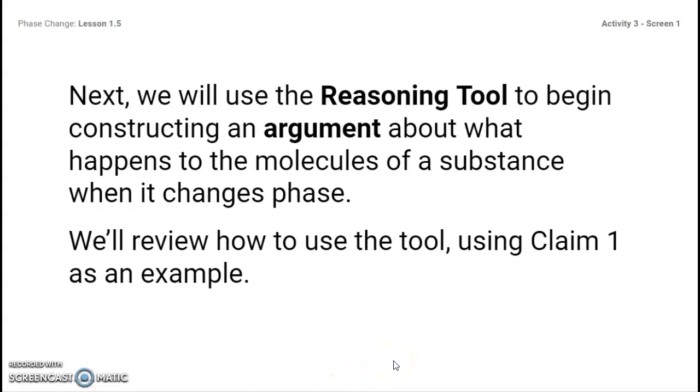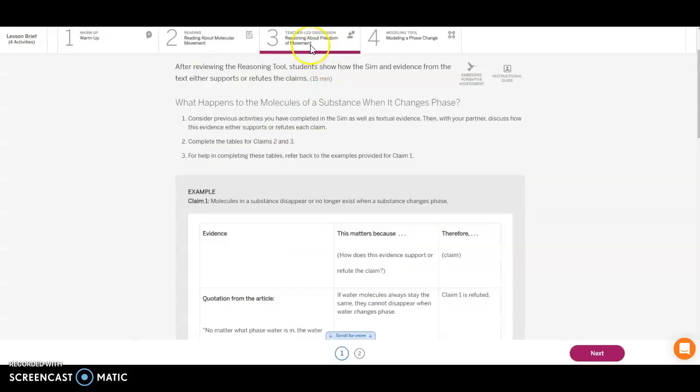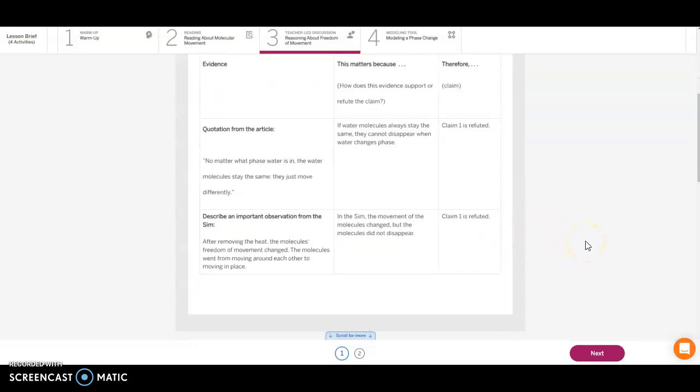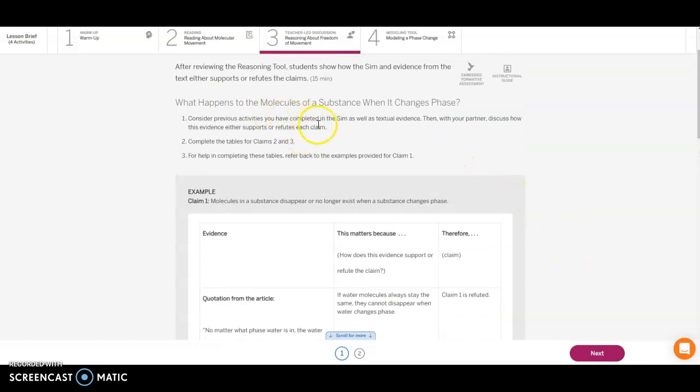Next, we're going to use the reasoning tool to begin constructing our argument about what happens to the molecules of a substance when the phase changes. We'll review how to use the tool using claim 1 as an example. If you look at your reasoning tool, I'm going to flip back to Amplify for a second so you can see it. This is on part 3. This is your reasoning tool, which is right here in front of us. What they're doing is using the previous claims that you completed in the sim to help us with textual evidence and discussing it with our partners.